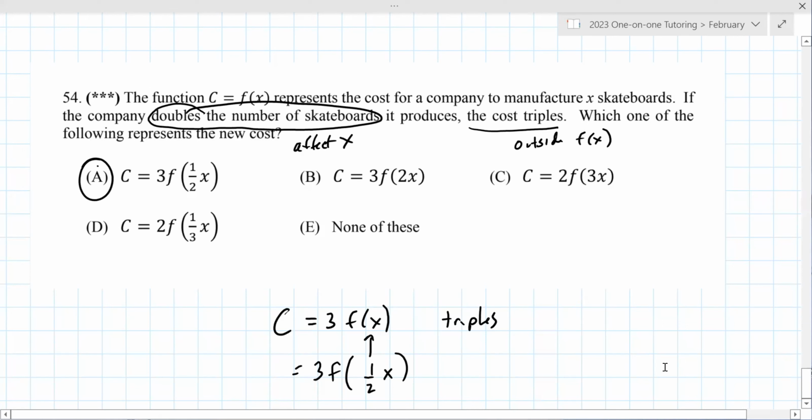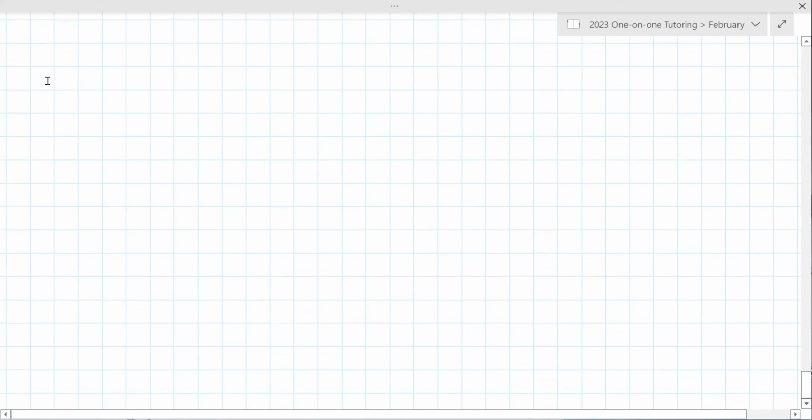For 52, let me see. Which one of the following transformations? Compression, horizontal stretch.